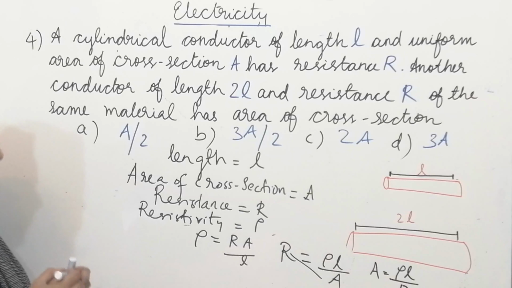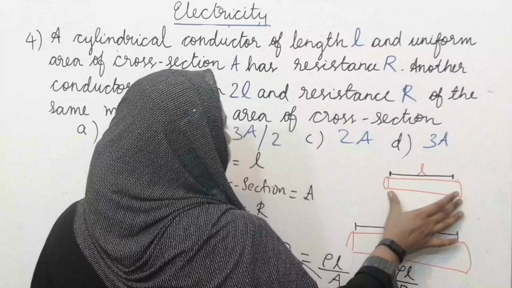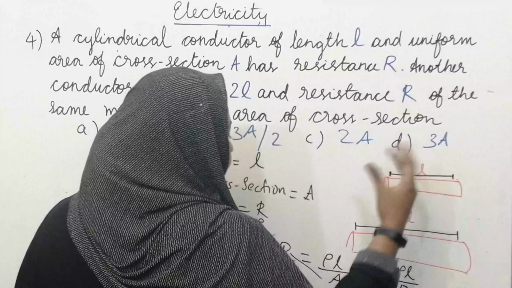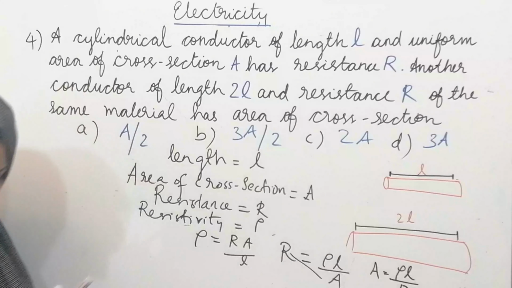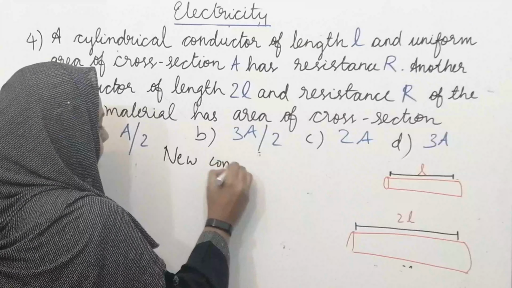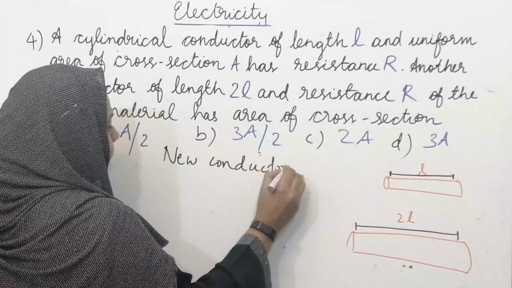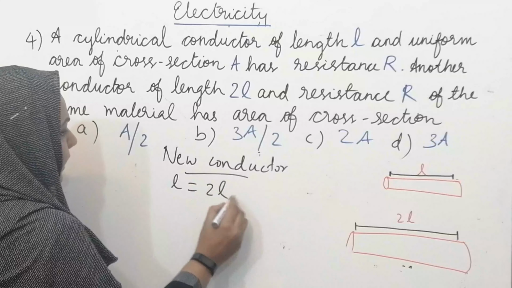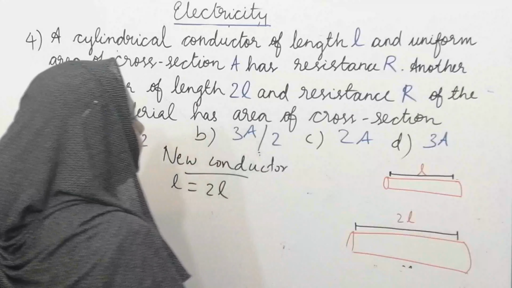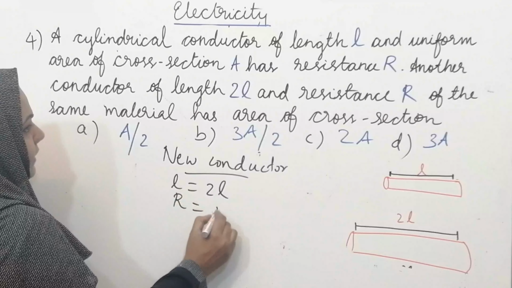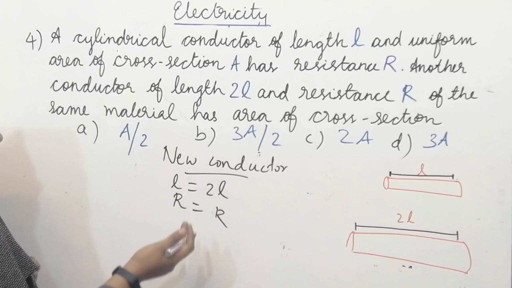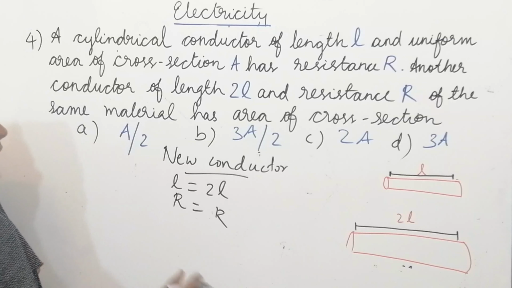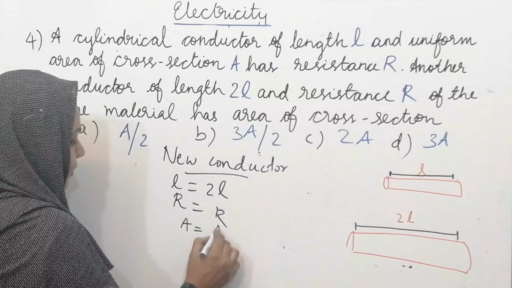Now we can find the second case, that is our new conductor. Here this is the conductor. The first one is the old one. Now we are going to find the new conductor. Here it is given, another conductor of length 2L. I wrote length is equal to 2L, resistance is equal to R, and same material. Same material only, no change. So we can write area of cross section is equal to A.